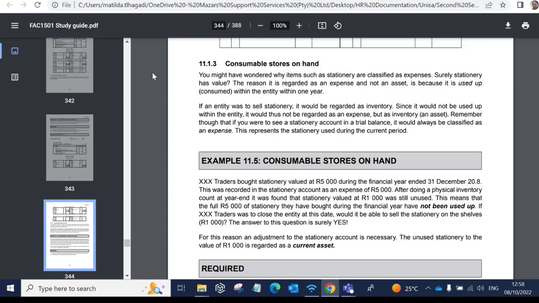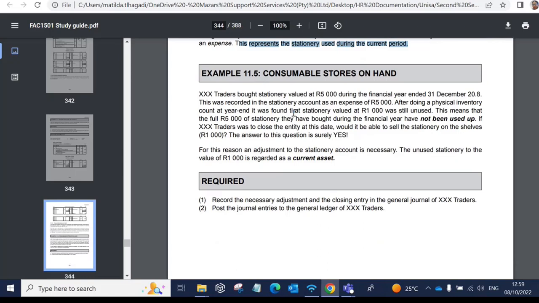If an entity was to sell stationery, it would have been regarded as inventory since it would not be used up within the entity. It would thus not be regarded as an expense, but inventory. Remember though that if you were to see a stationery account in a trial balance, it will always be classified as an expense. This represents stationery used during the current period. So, consumable stores on hand.